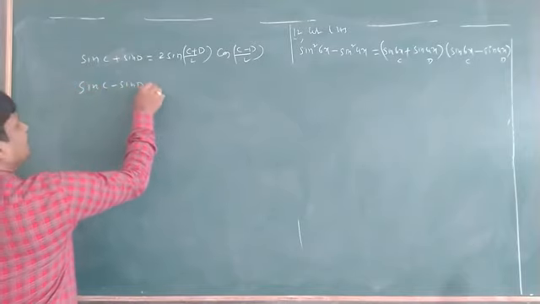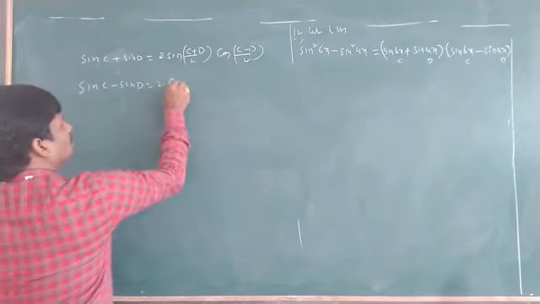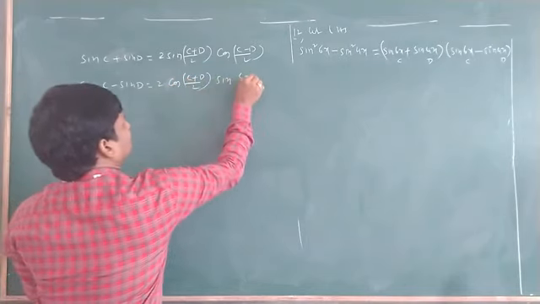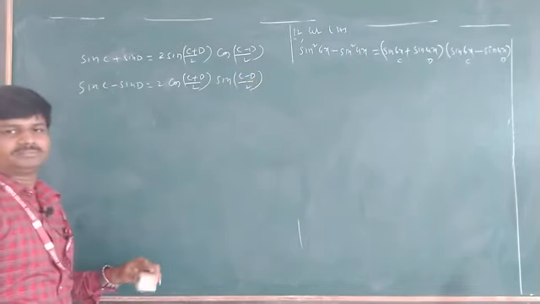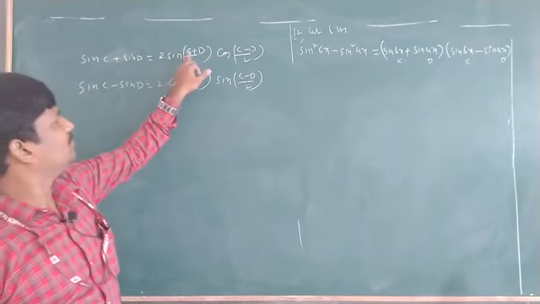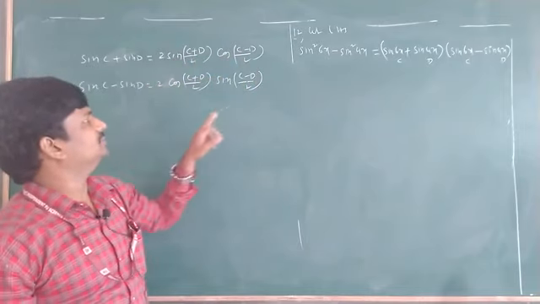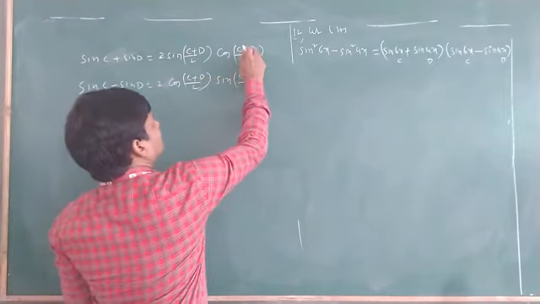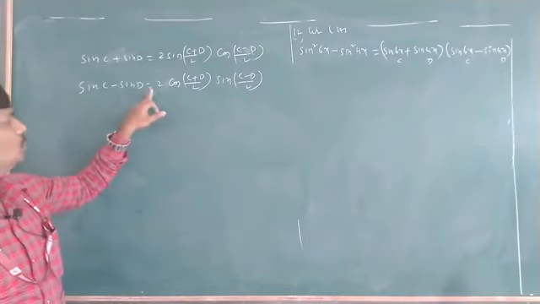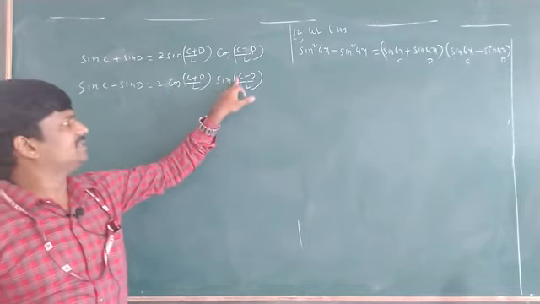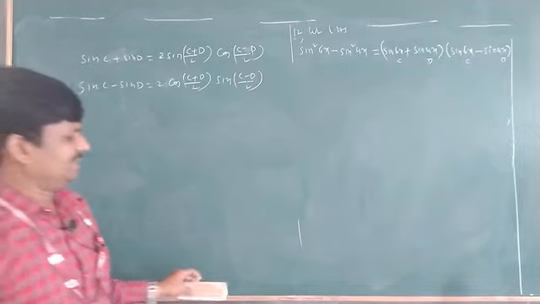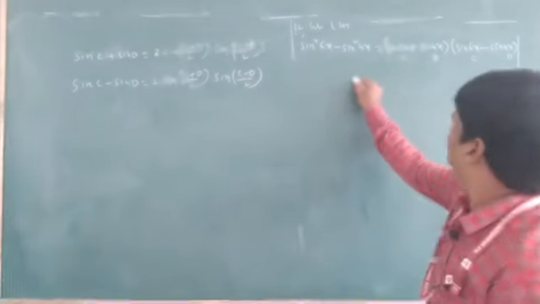Sin c minus sin d equals 2 cos (c plus d)/2 sin (c minus d)/2. These are the formulas. Sin c plus sin d equals 2 sin (c plus d)/2 cos (c minus d)/2. Okay. Sin c minus sin d equals 2 cos (c plus d)/2 sin (c minus d)/2. Okay? Yes. Now apply this formula.